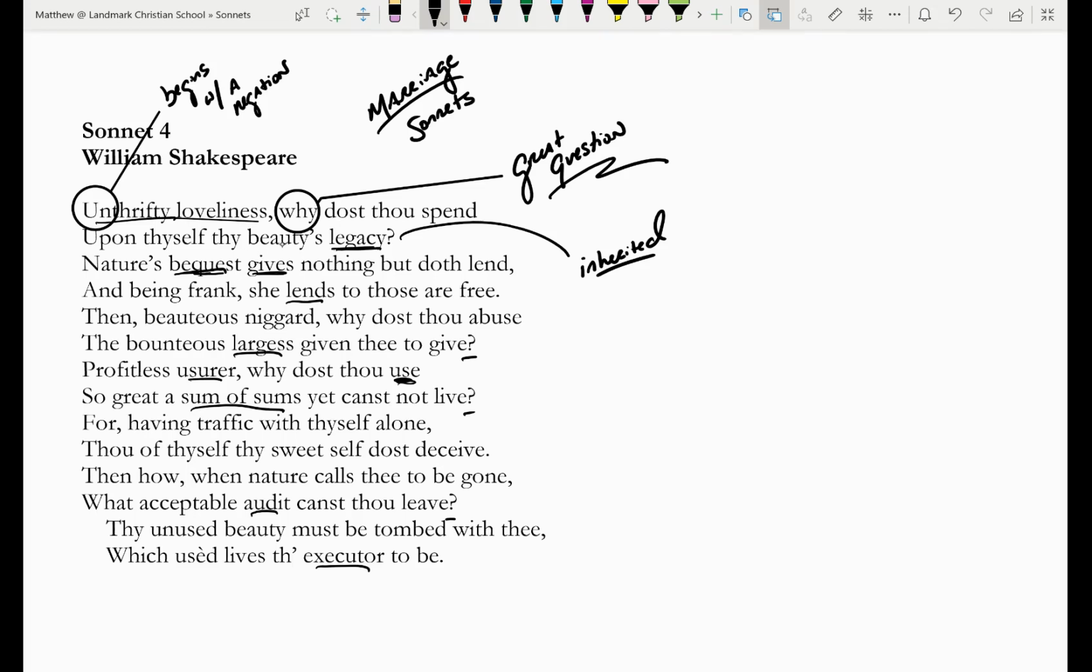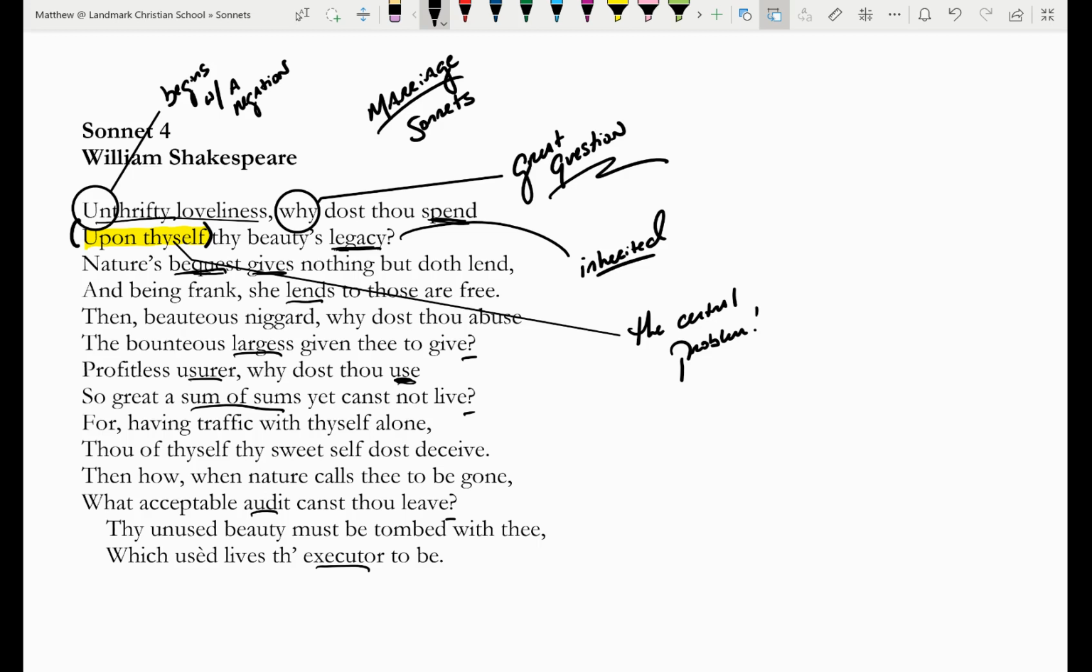Why do you spend upon yourself thy beauty's legacy? Is spent on himself. But it's this prepositional phrase here. Why dost thou spend upon thyself thy beauty's legacy? This prep phrase here seems to be the whole problem. Because again, his beauty is a gift stewarded for him to use wisely, that he is meant to give himself away in marriage, give himself away in his life's work, give himself away in the raising of children, and in ensuring that his legacy continues.